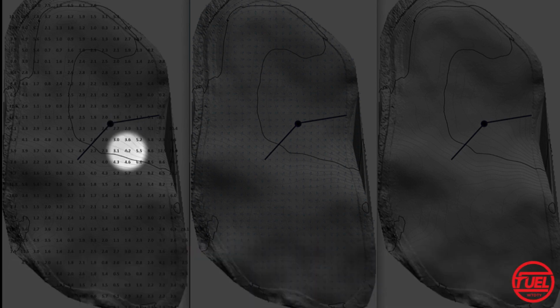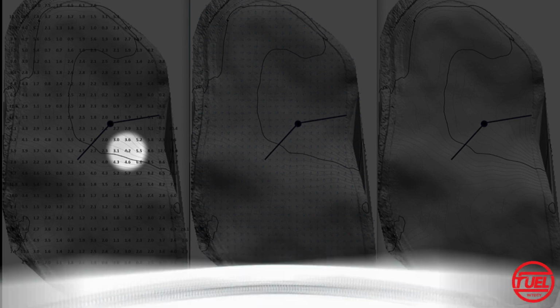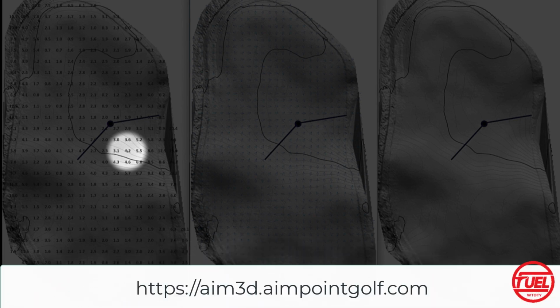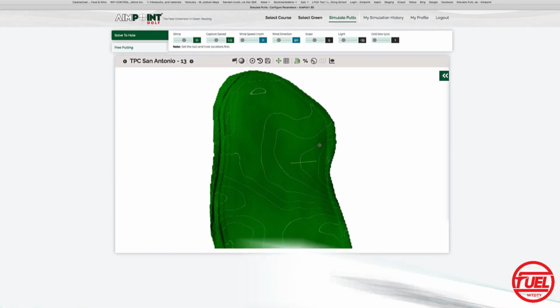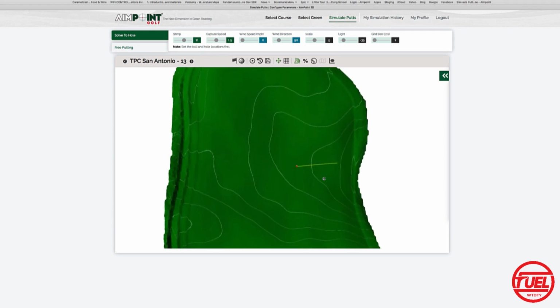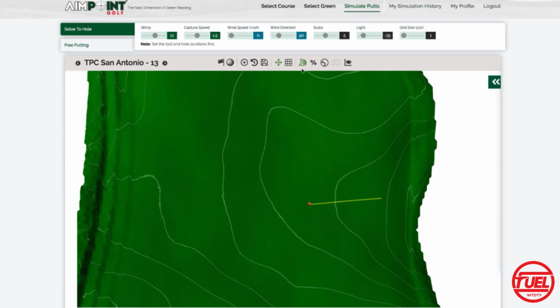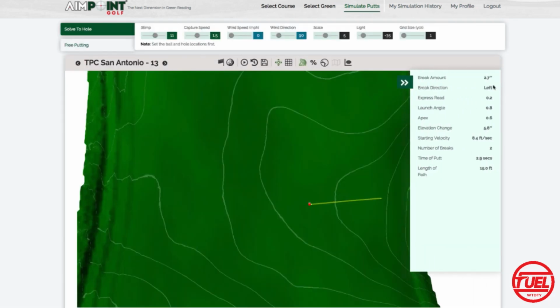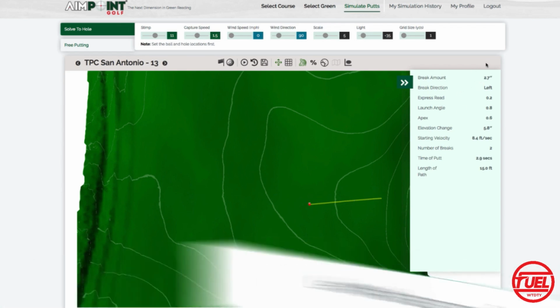And to give you a better understanding, and you don't have to take my word for it, let's jump over to the Aimpoint 3D simulator and we'll run these. Alright, I've already logged into the Aimpoint simulator. I've placed the pin and the ball position, and I can zoom in here. So this is roughly a 15-foot putt. We'll tell it to roll, and we'll actually take the break dynamic. So you can see we are near that straight line. It only broke 2.7 inches.